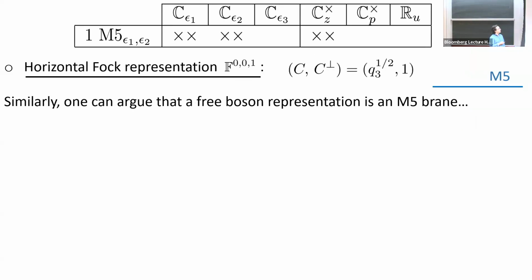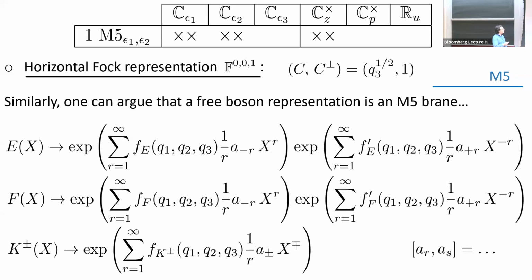The second type of representation, the Fock horizontal representation, I told you has this central charge, and this, in fact, is identified with an M5 brane in this twisted setup. That is much harder to justify. If you can justify it, you have essentially proven the AGT conjecture. It is a lot more work to show that this free boson representation is an M5 brane in twisted M theory. It's a hard problem.